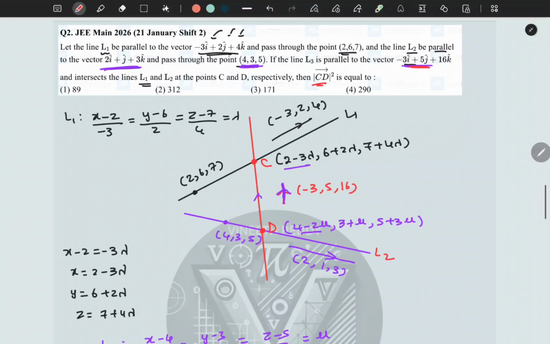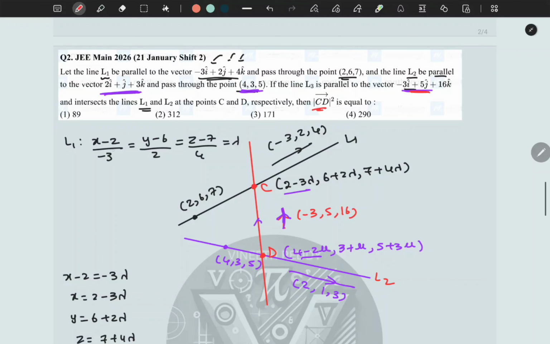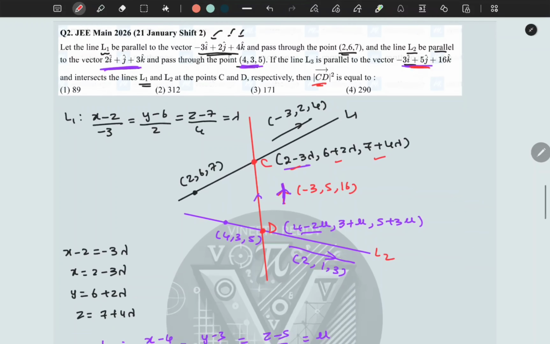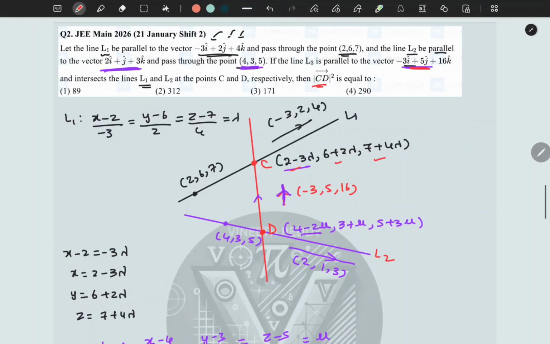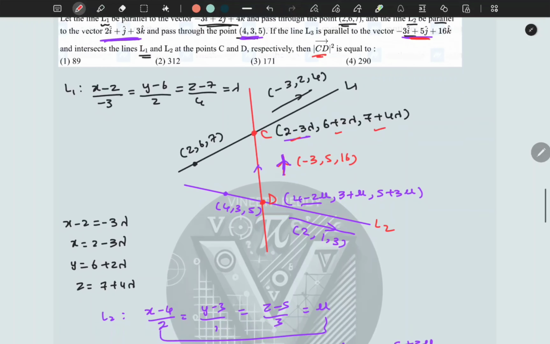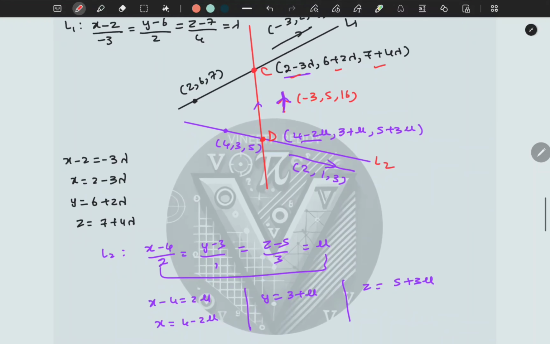Yeah. So before we proceed, let us cross check if we have done it correctly. Any point on line L1 should be 2 minus 3 lambda, that's correct, 6 plus 2 lambda, 7 plus 4 lambda. And any point on line L2, where is line 2? Yeah, it should be 2 mu plus 4, I believe.